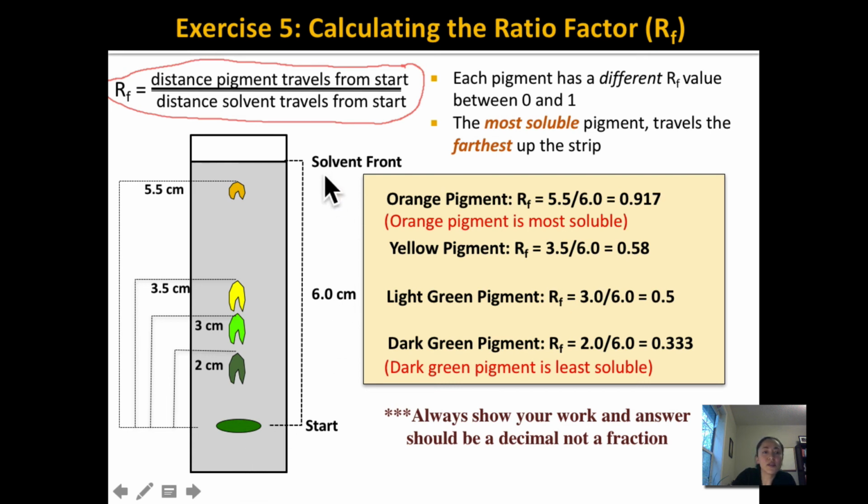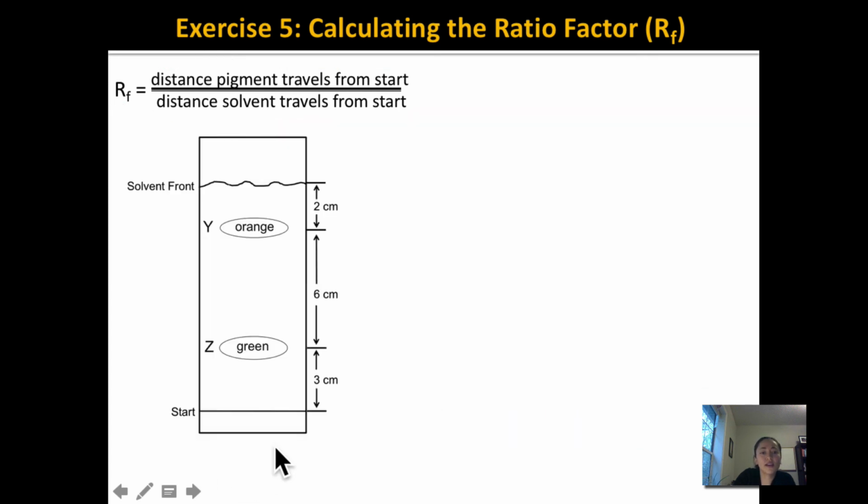Also, sometimes the chromatograms are drawn a little differently than this. So it could be drawn like this. So in this case, if I was asked to calculate the RF for the most soluble pigment, first off, I got to pick which is most soluble. Well, it's going to be the one that traveled the furthest.